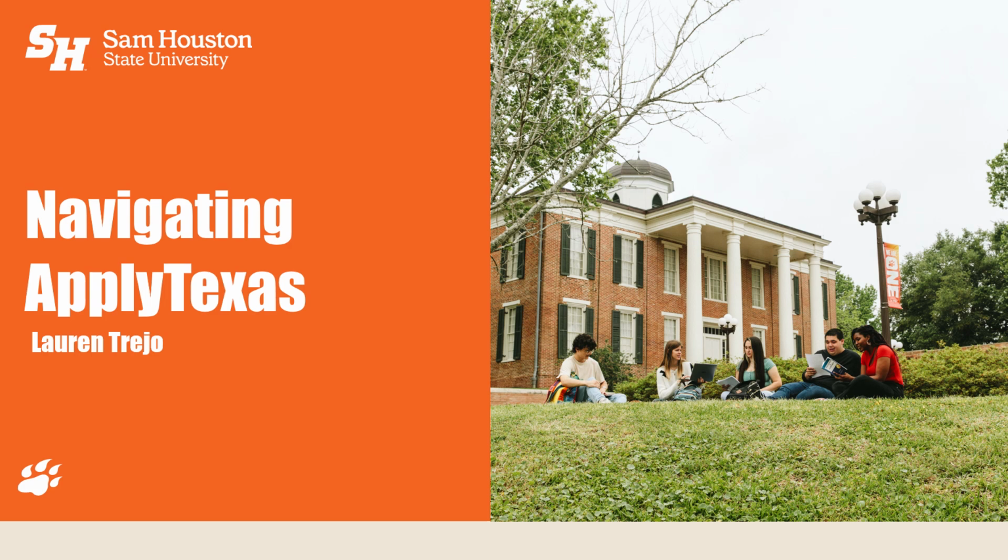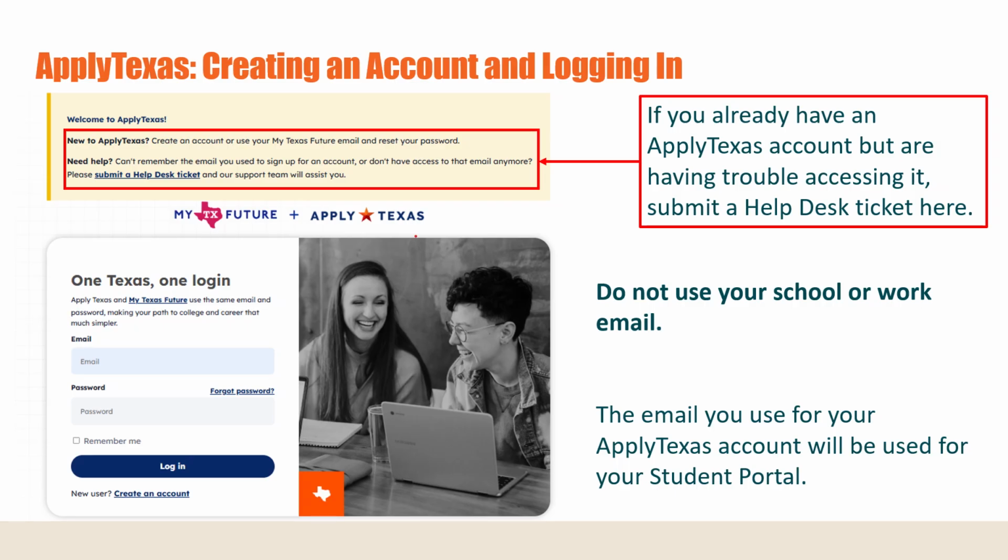Today I will be going over how to navigate ApplyTexas when applying for graduate school. When you go to ApplyTexas, this is what the login page will look like. If you already have an ApplyTexas account but are having trouble accessing it, please submit a help desk ticket here. Do not use your school or work email address when creating an account. Please use your personal email address since this will be used for your student portal, which we'll be going over later.